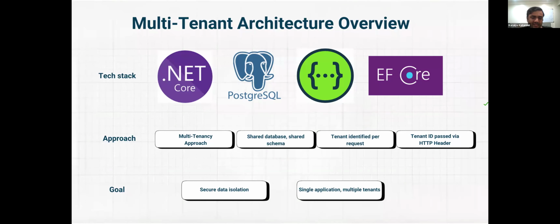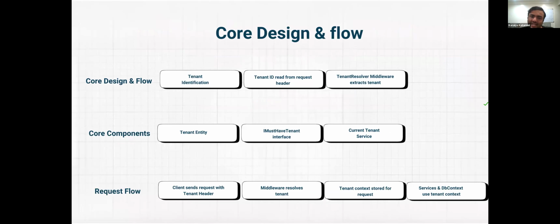In my design flow, I will create tenant identification that extracts the tenant from the request, and I will write middleware to get the tenant ID from the request header. I will create one tenant entity, which has a tenant name, tenant ID, and a database connection string if the customer wants an isolated database, and each entity has a tenant ID column. The client will send the request with a tenant ID. Middleware will resolve that tenant, and we will store it in the tenant context, and in all our services and DB context, we will apply a where on the tenant ID.